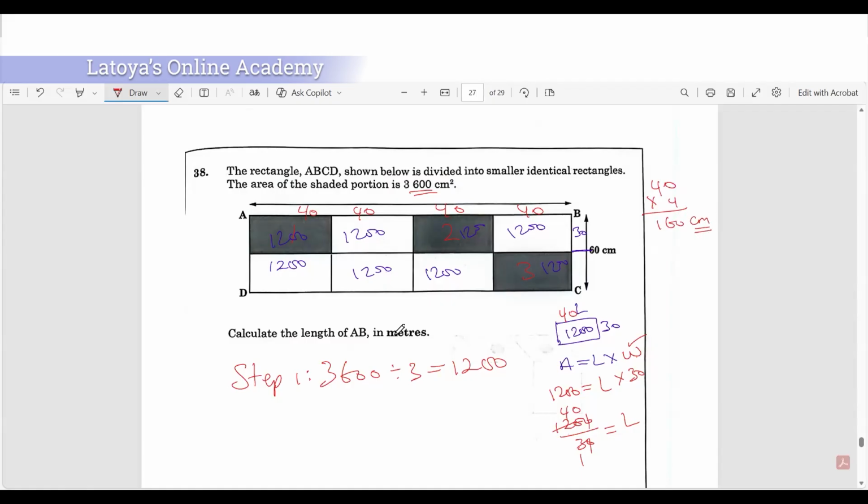And the question wants the answer in meters. How would we change centimeters to meters? When you're going from a small unit to a big unit, you divide. So we divide by 100.